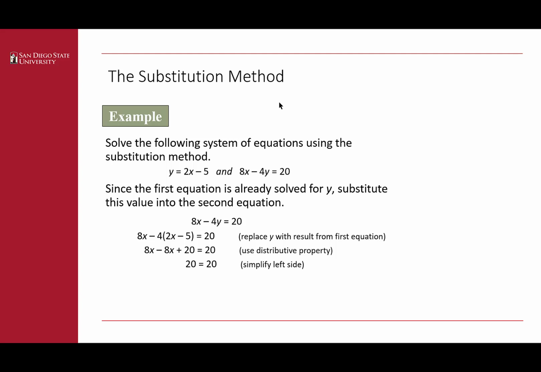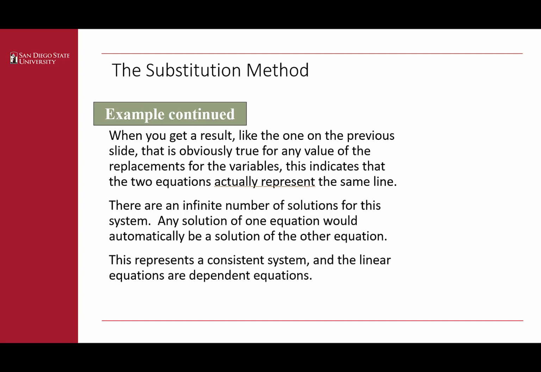If we make the distribution, 8x minus 8x plus 20 will be 20, and we will get 20 equals 20, which sounds quite different. When we get a result like this, that is obviously true for any value of the replacements for the variables, this indicates that the two equations actually represent the same line. So it is just like the coincident lines that we have visited in the first method.